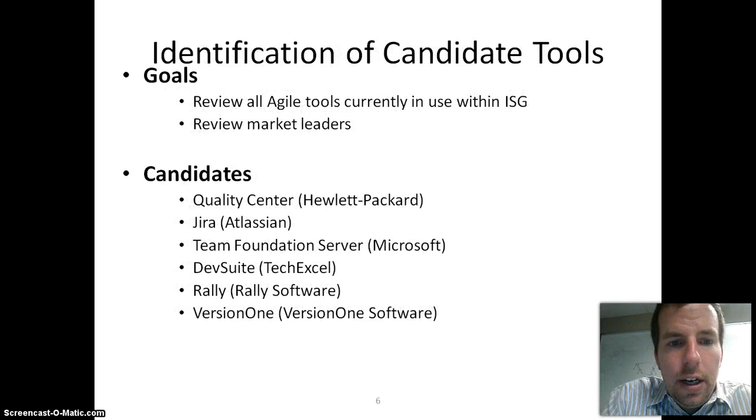So here was the goal, and here are the candidates that we selected for our tooling choices. We looked at HP, Altigen, Microsoft, TechXL. TechXL was from another part of one of our other units that suggested that we adopt a tool called DevSuite, and then we looked at Rally and VersionOne.